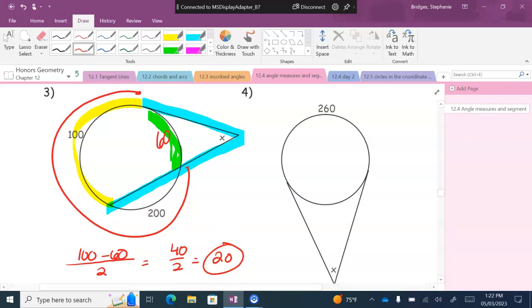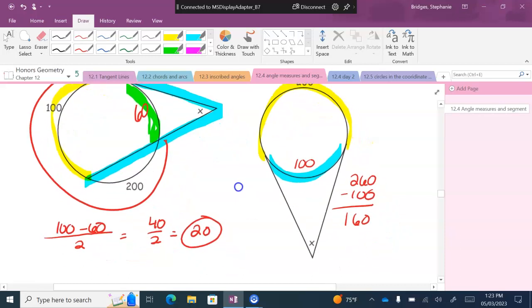All right, number 4. Is my angle inside or outside? Outside, okay. I need the big arc minus the small arc, but I don't know both of my arcs. How do I find that small arc? 360 minus 260, which tells me it's going to be 100. So then we're going to go 260 minus 100, which gives me 160, and we take how much of that? Half, and so that gives me 80.